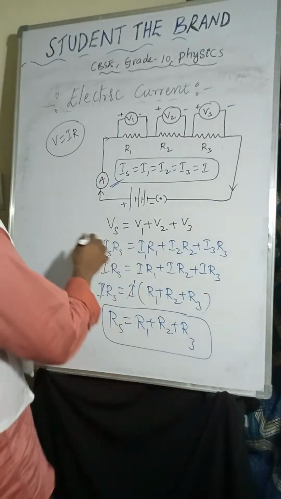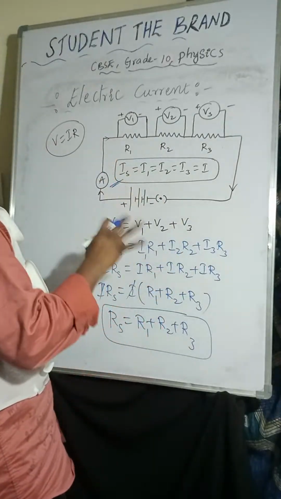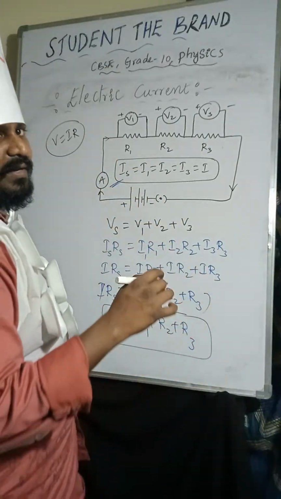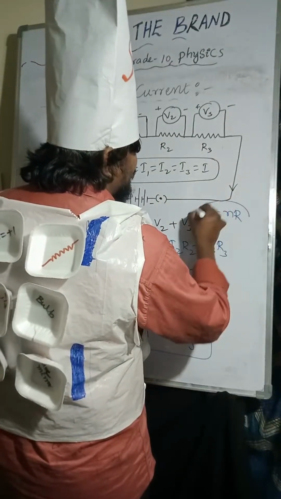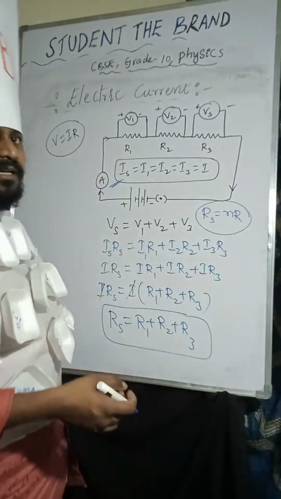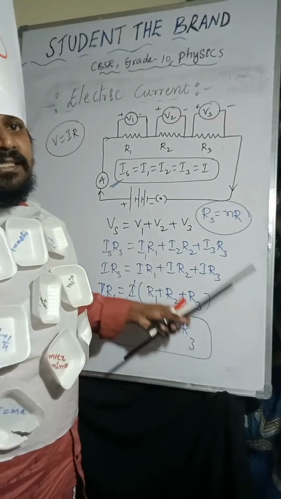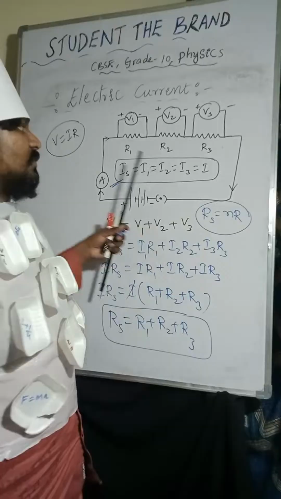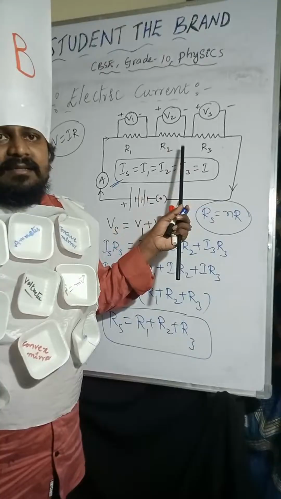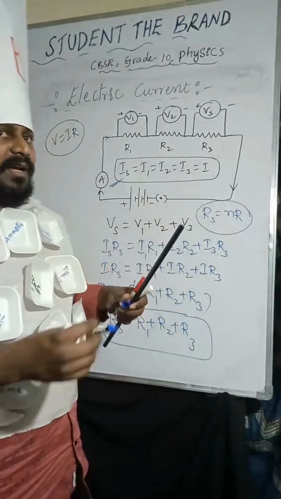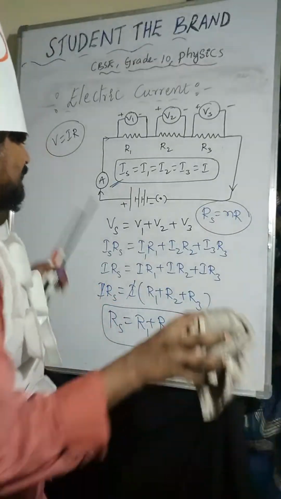If n number of resistors are connected in series combination, Rs is equal to nR, because you are connecting n number of resistors in series combination. Here you can observe these all resistors are connected in series combination. Now, if resistors are connected in parallel combination, how it will be, we will see.